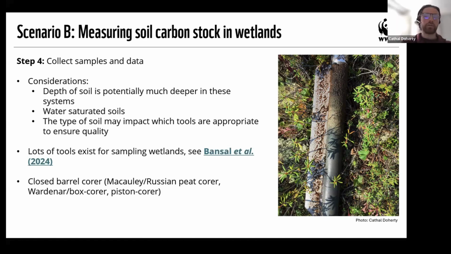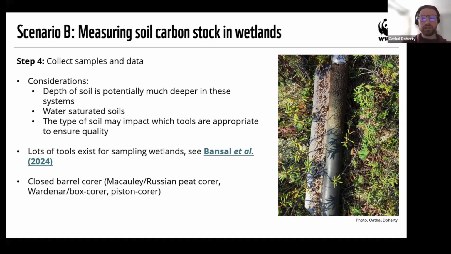the peat. However, if you were to try to do this in a more grassy type environment where there's a very complex root network, the roots are going to get in the way of the core, and you're going to need a more appropriate tool. So in that scenario, you want to use a Wardon or a box core in that situation.